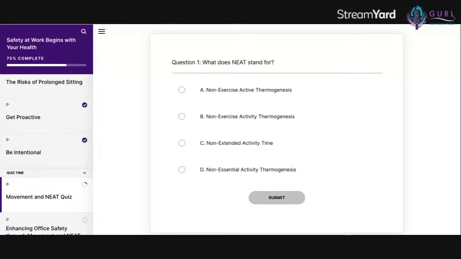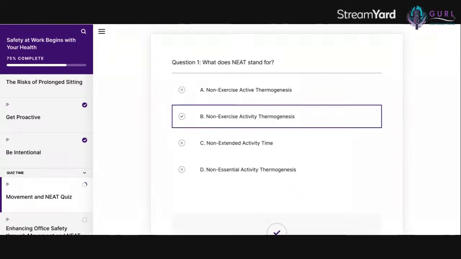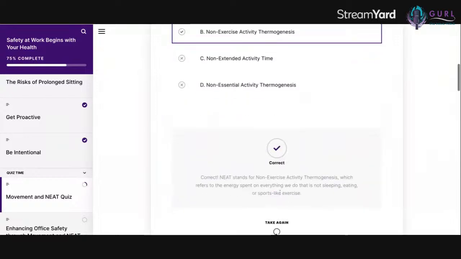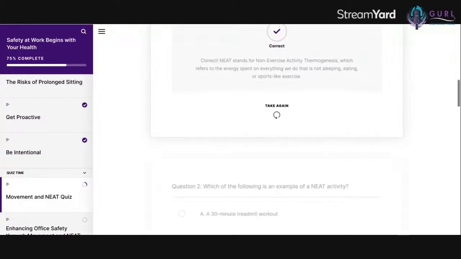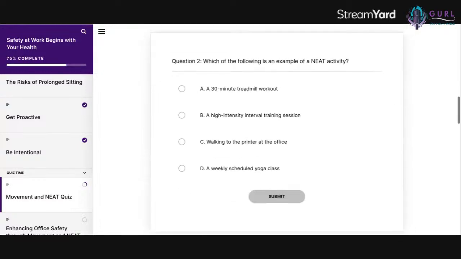You should have gotten your answer, and the correct answer is A. No? Okay, C. No? Okay, yeah, you're right. The correct answer is B. Way to go. Again, feedback loop, right? Correct. NEAT stands for non-exercise activity thermogenesis, which refers to energy spent on everything we do that is not sleeping, eating, or sports like exercise. All right, y'all ready for the second question?